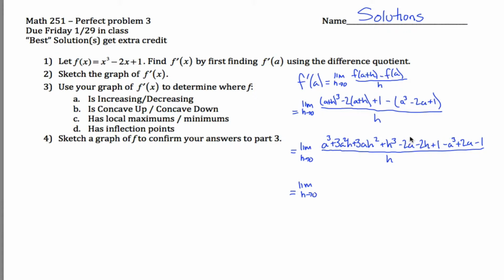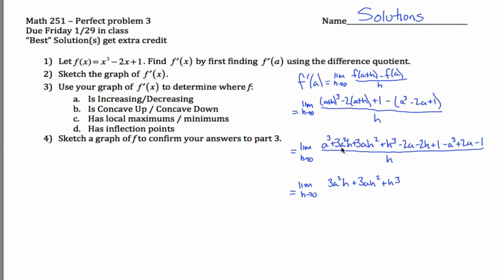What you now do is stare at this thing and try to simplify it. Well, hey, look, I got an a cubed here and a minus a cubed here. Nice, those go away. What about I have this minus 2a and this plus 2a. Nice, and I have this plus 1 and this minus 1. Cool. A lot of stuff cancels out. What you're left with when the dust settles is 3a squared h plus 3ah squared plus h cubed.